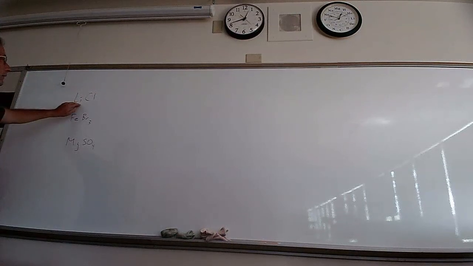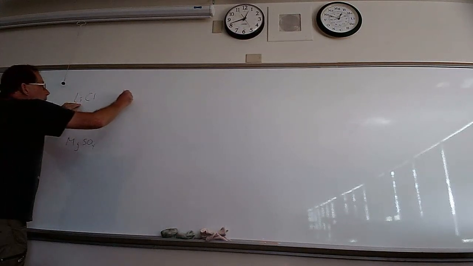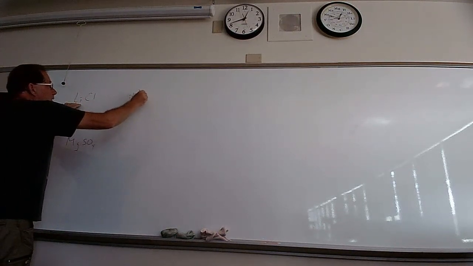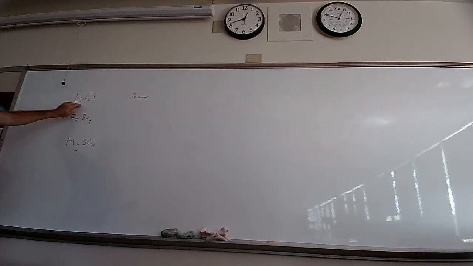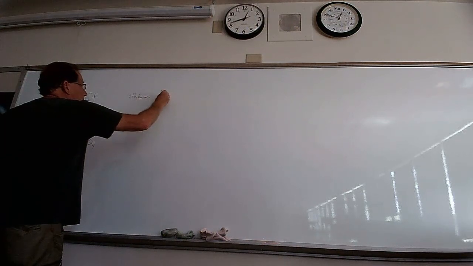Okay, so anyhow, I have Li. Li is lithium. The first name is the name of the positive ion. The second name is going to be the name of the negative ion. It's just going to be chlorine, and you change the ending to IDE. So the name is lithium chloride.